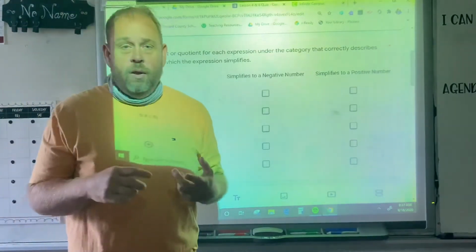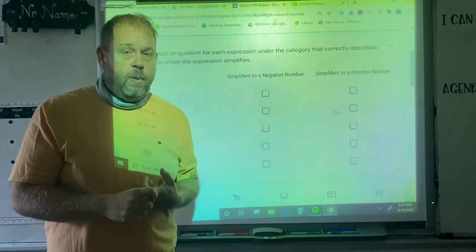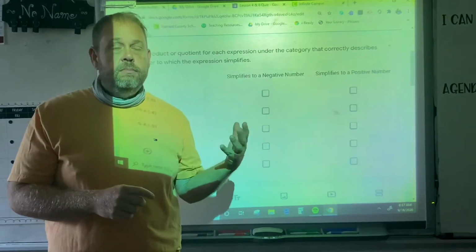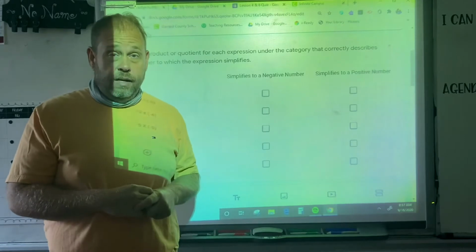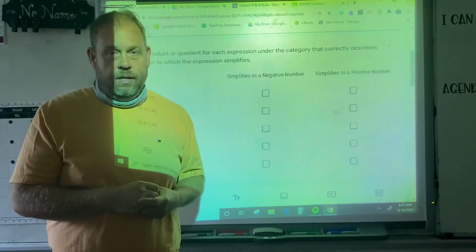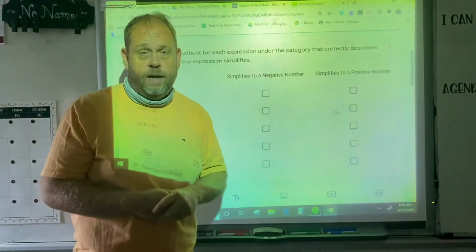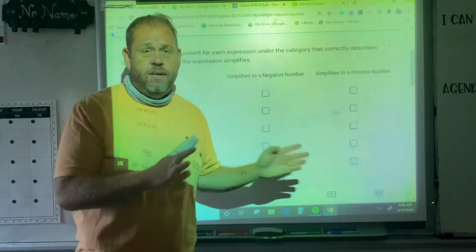Let me explain. When you're multiplying and dividing, if the signs are alike, it's positive. So if I've got two positives, the answer is positive. If I've got two negatives, the answer is positive. But if the signs are not alike, the answer is going to be negative. There's 5 up here. I'm going to do 2 of them with you for examples. Pay attention to these. You can't mess anything up.